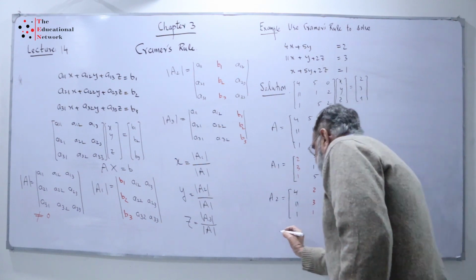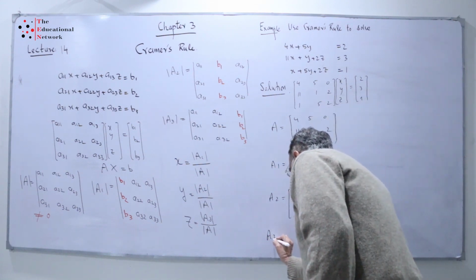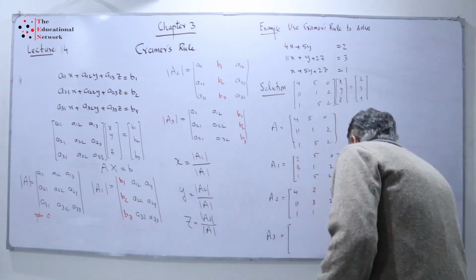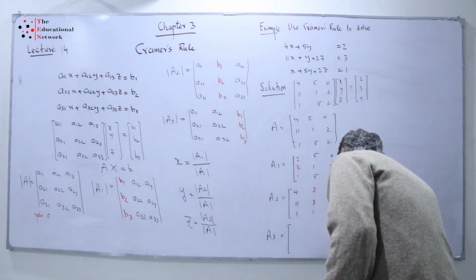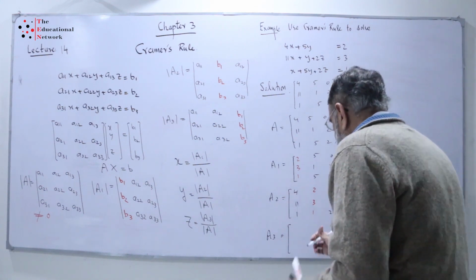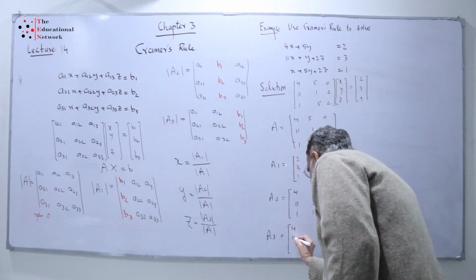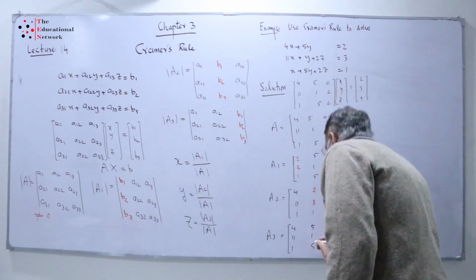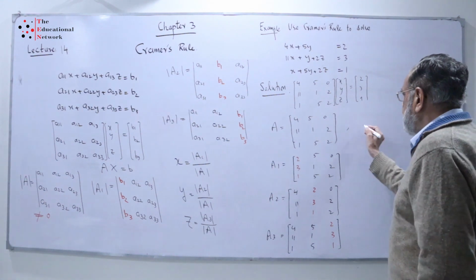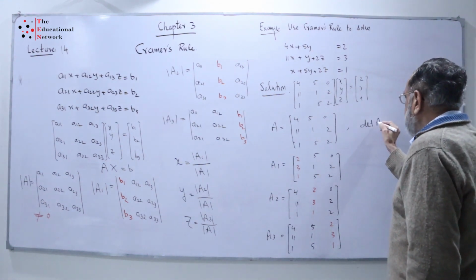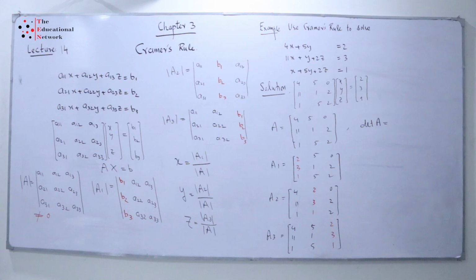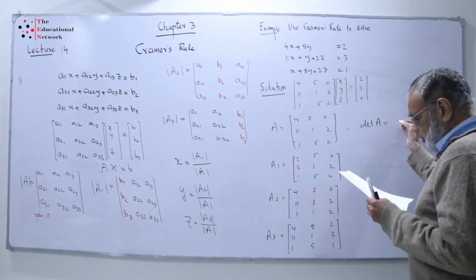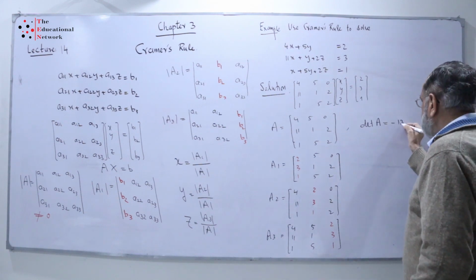Then I may write my A3. For my A3, I just replace my last column by 2, 3 and 1. And my first column is 4, 11 and 1. My second column is 5, 1 and 5. Now I find the determinants. I find the determinant of A by opening it by the first row or first column, or any row, any column you like. This is equal to minus 132.